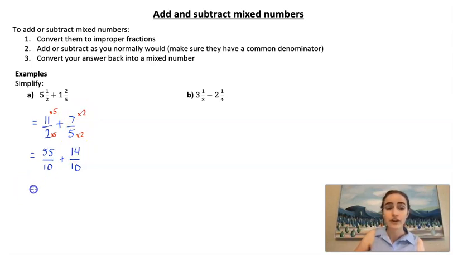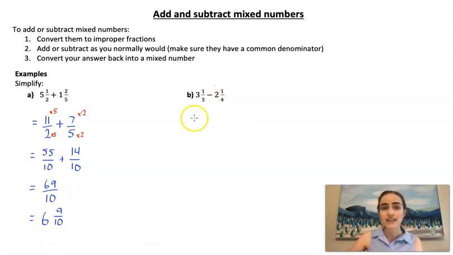So now that they have a common denominator, we can just add the numerators. So 55 plus 14 would give us 69 over 10. And then the last step is we want to convert that back into a mixed numeral. So 10 goes into 69 6 times with 9 left over. So we're going to end up with 6 and 9 over 10.